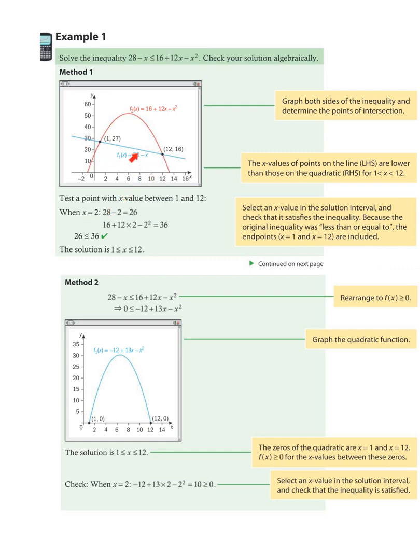So we put in the 2, and we've got 28 minus 2 is 26. Is that less than 16 plus 24 minus 4? Okay, and they've worked that out here. It is, so that's okay.